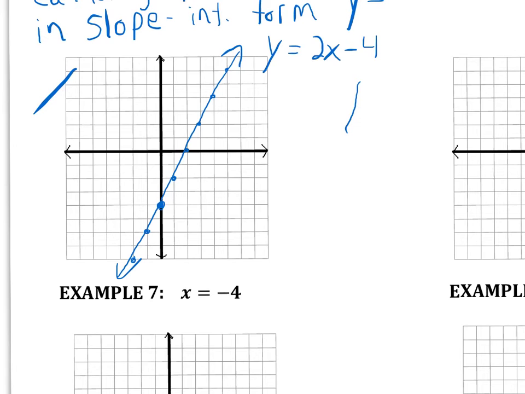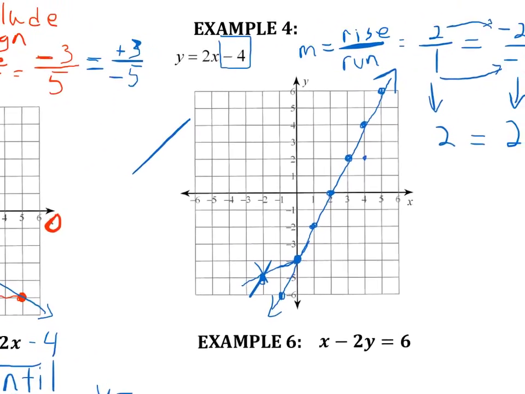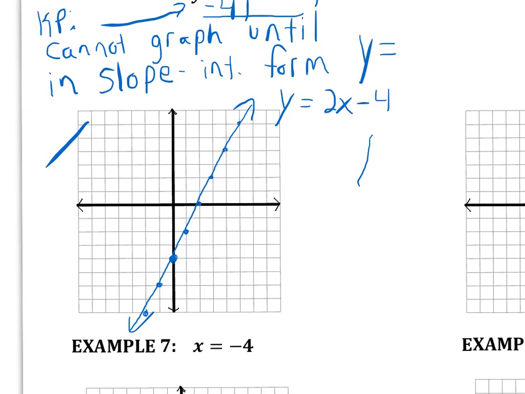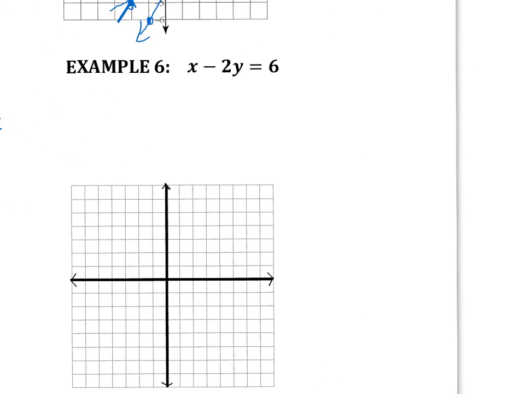Okay, if you didn't notice by now, this is the exact same equation as right up here. Y equals 2x minus 4. It just wasn't solved for y, right? It looks a little bit different, but your graph should look the exact same. Okay, hopefully you saw that. All right, one more example.